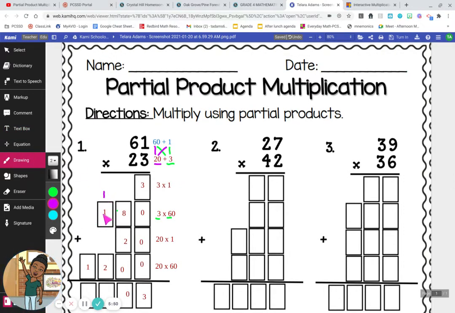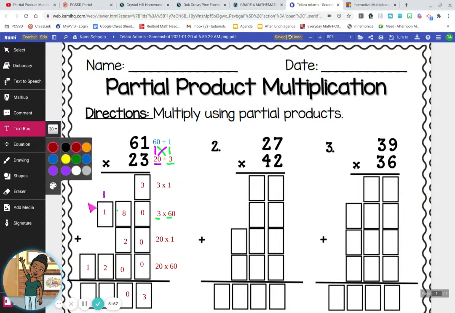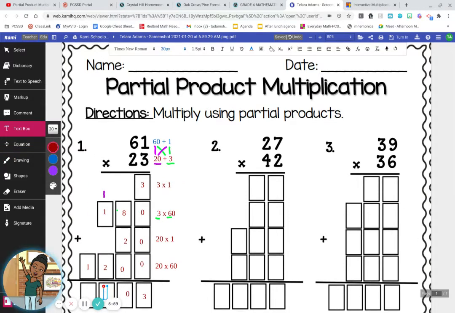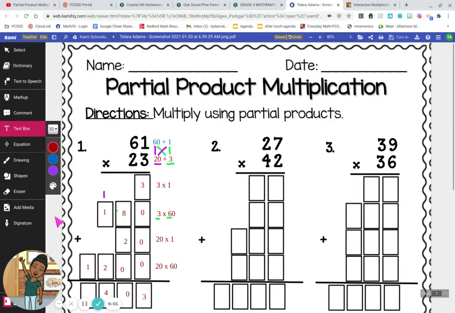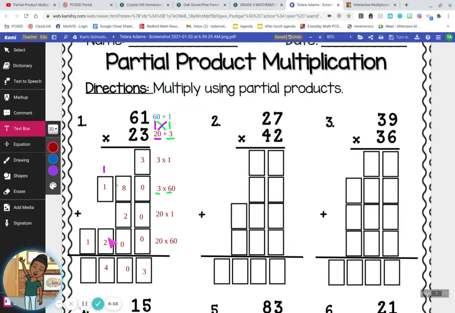1 plus 1 equals 2, and 2 plus 2 equals 4. Please, please use your text box. Do not use your drawing tool when you are writing numbers in this box. And finally, my thousands column. 1, there are no other thousands, so I'm going to bring that all the way down, and my answer is 1,403. This is the only way that I want us to solve our multiplication today.